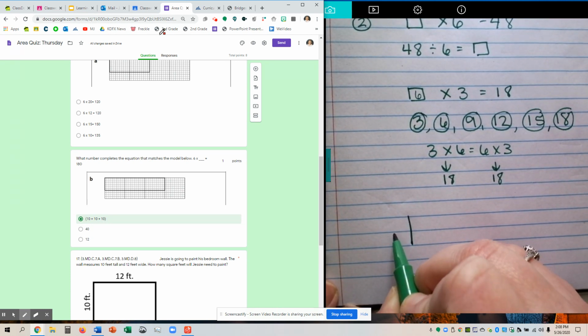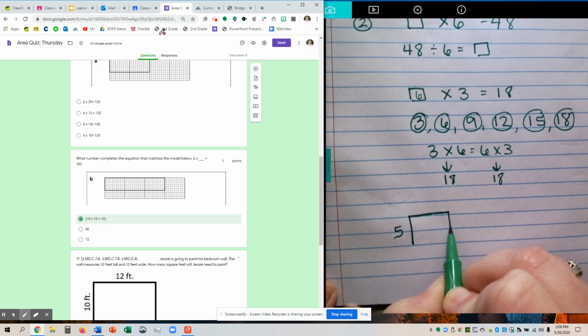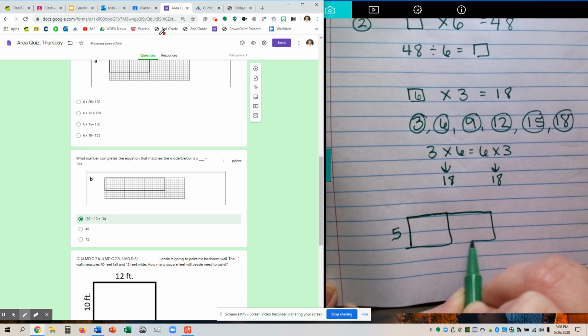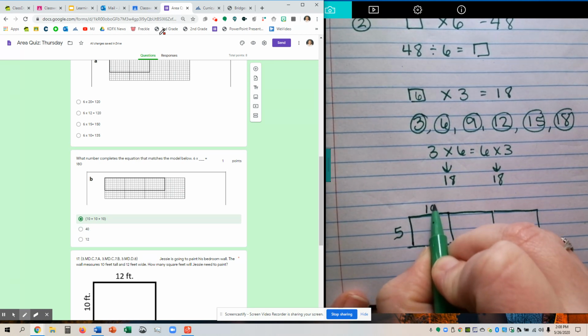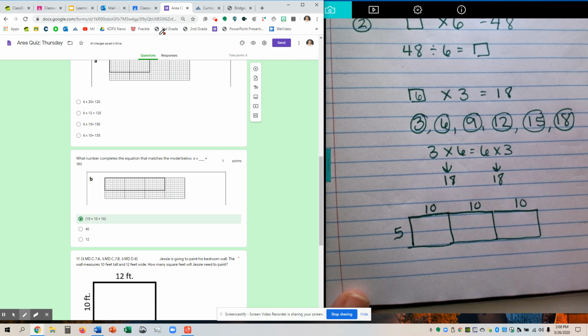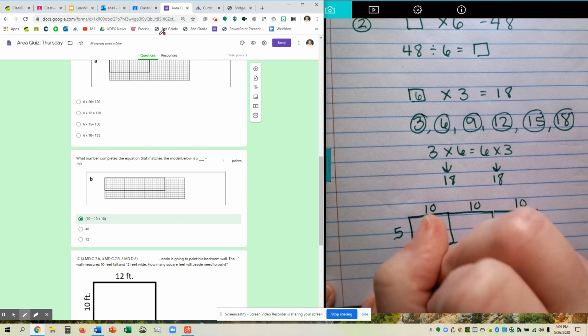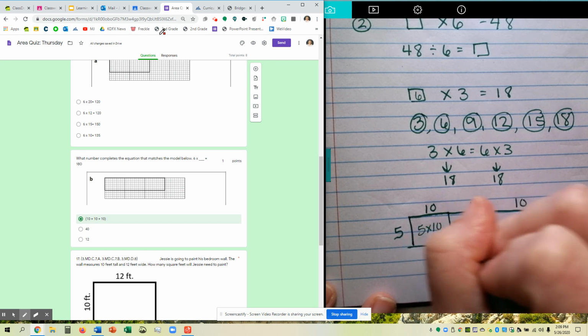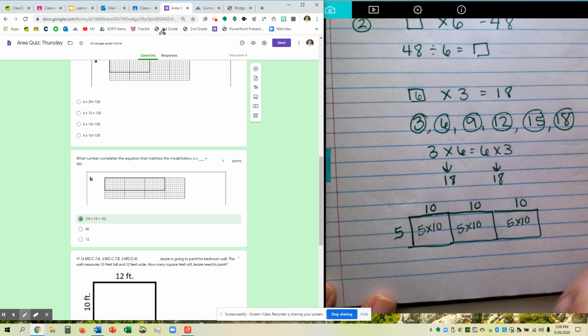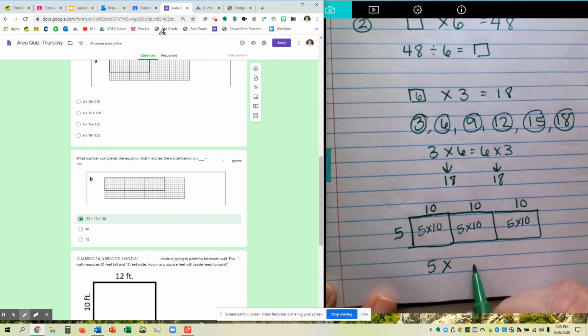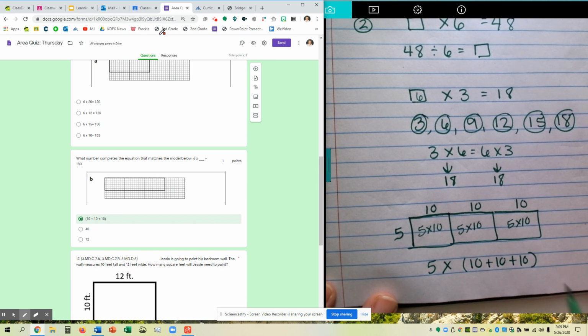I'm going to change the number to 5, and I'm going to make the boxes. 1 box, 2 boxes, 3 boxes. And I'm going to continue to keep this the same as the first model we had of 10. So this would be 5 times 10, 5 times 10, and 5 times 10. So I could write it as 5 times 10 plus 10 plus 10, or I could say 5 times 30. Both of these would be correct.